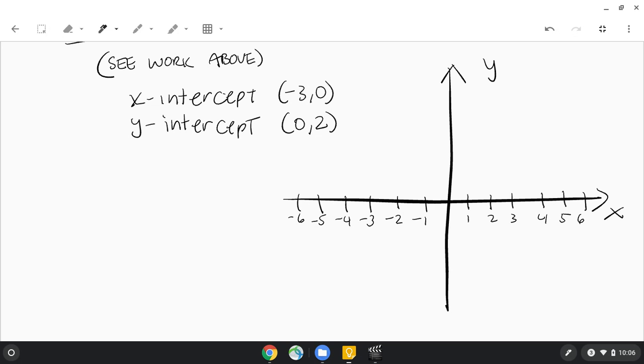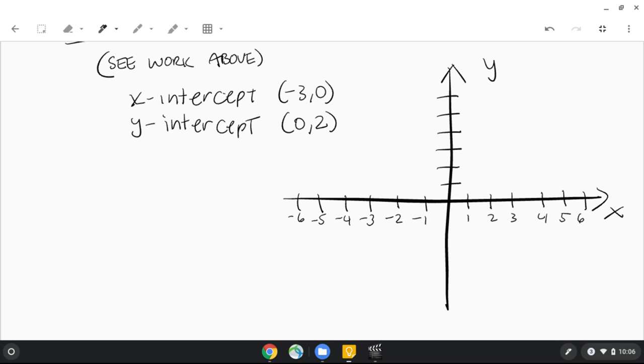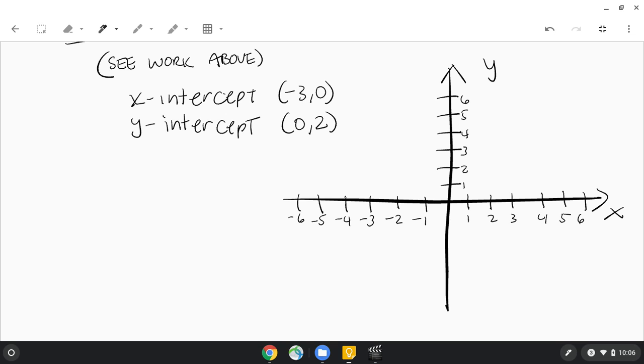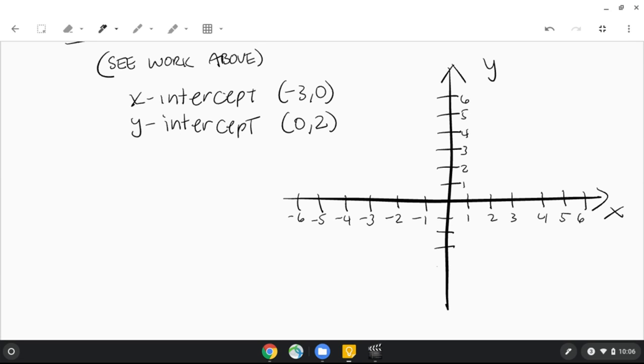The same thing with the y-axis up here. That's like +1, +2, +3, 4, 5, 6. Again, if you want to number them, you can. And then down below are the negatives. So there's -1, -2, -3, -4, -5, -6.